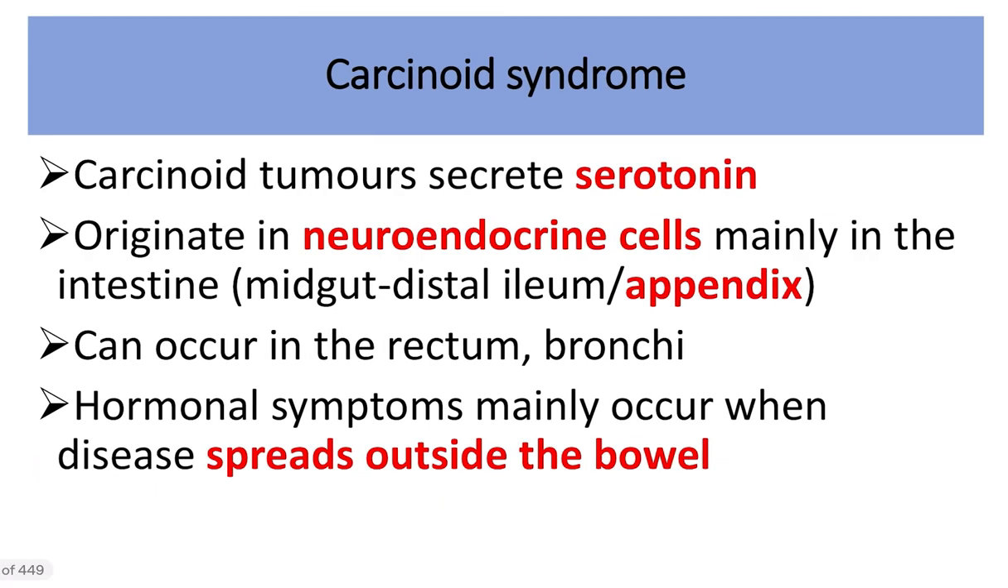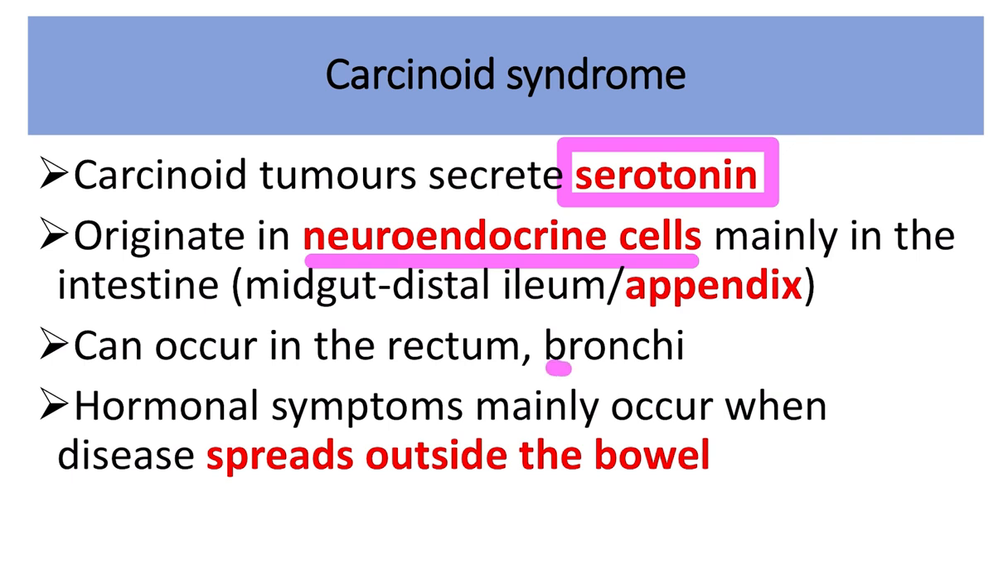So here, first of all, in very short, let's see carcinoid syndrome. Carcinoid syndrome secretes serotonin. It occurs from the carcinoid tumor, and the carcinoid tumor secretes serotonin. It develops from neuroendocrine cells. It can occur in the intestine, but also outside the intestine, such as in the bronchi.